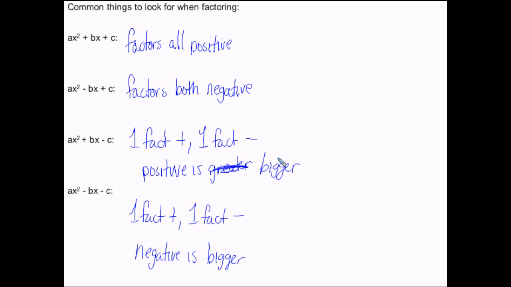Okay, so that's just some hints when you first look at it to know what you're looking for. Here you're looking for two positive factors. Here you're looking for two negative factors. Here you're looking for one of each with a positive one that's a bigger number. And here you're looking for one of each with a negative one that's a bigger number.